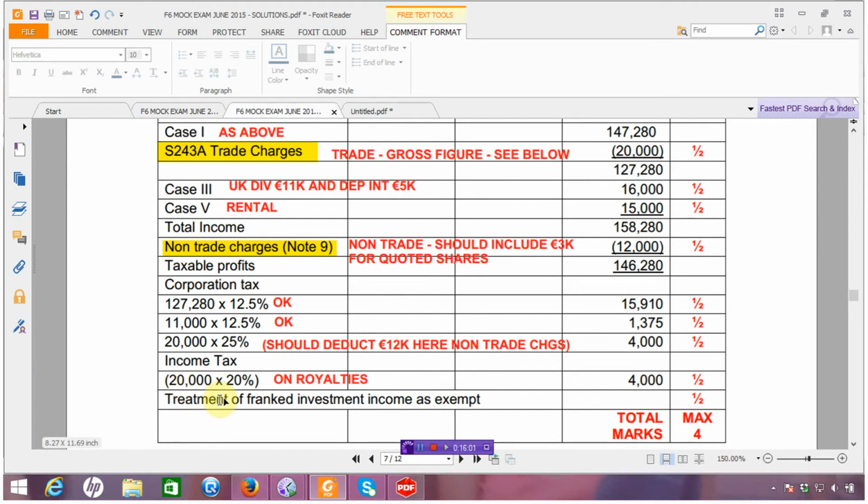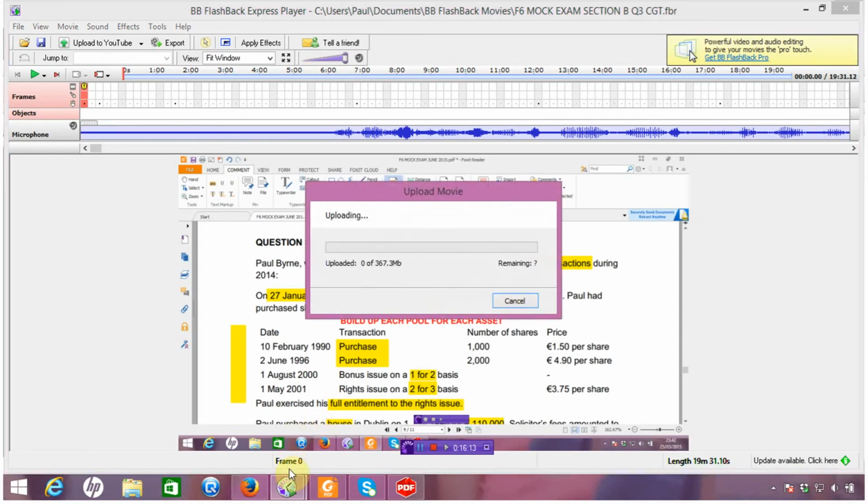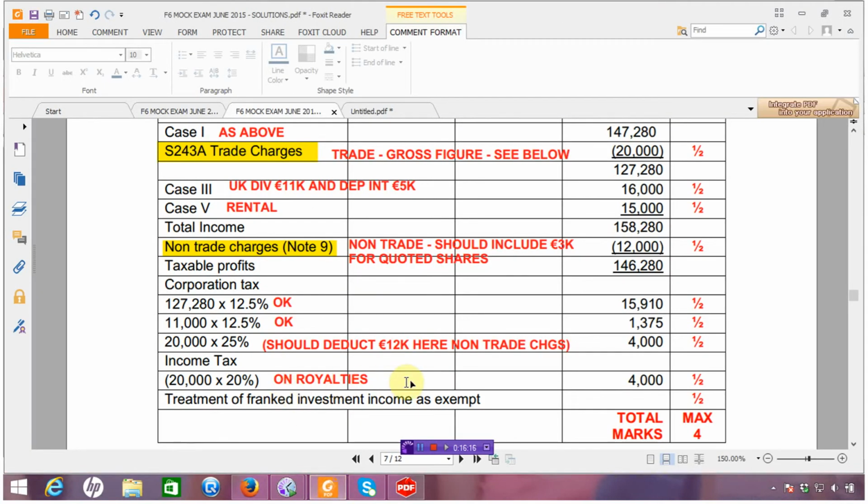Here's the income tax that was deducted at source. So when they paid out the royalties to the company, they held back 20%. So in effect, the Revenue is saying, well, you're an unpaid collector of taxes. We now want that figure. We want the 4,000 that you have in your pocket.